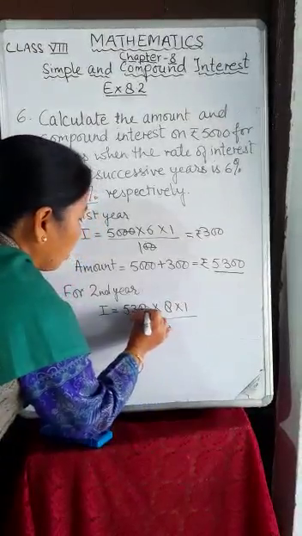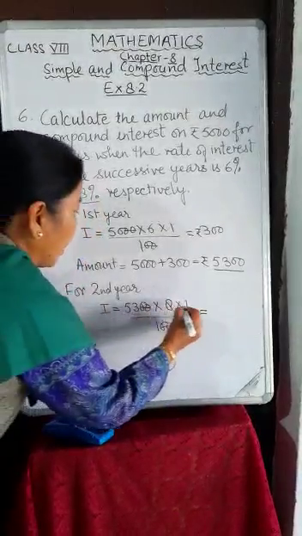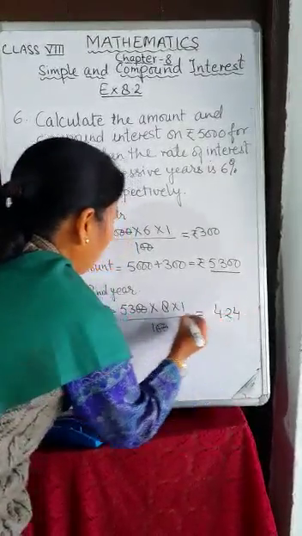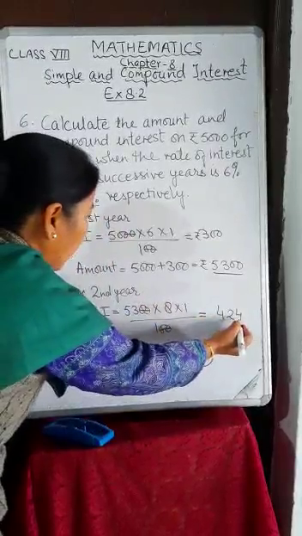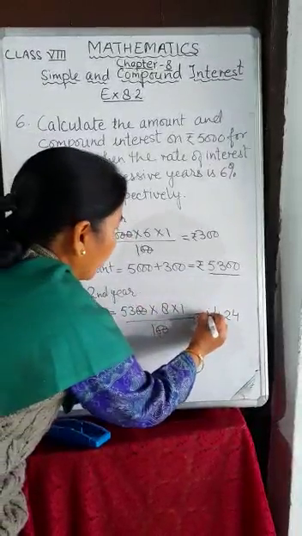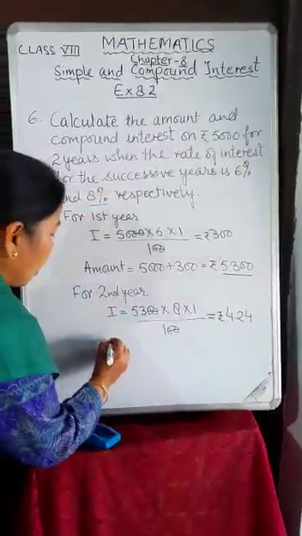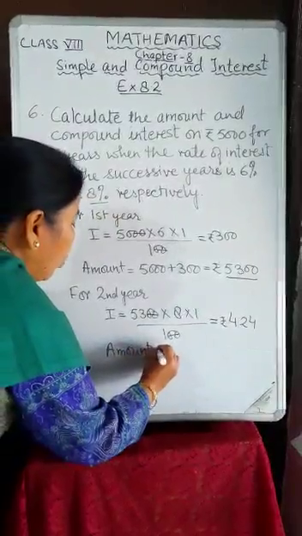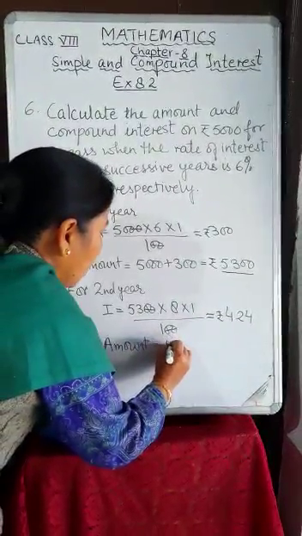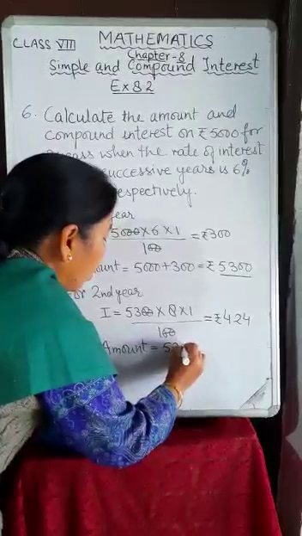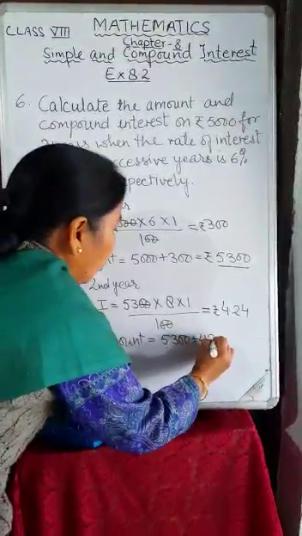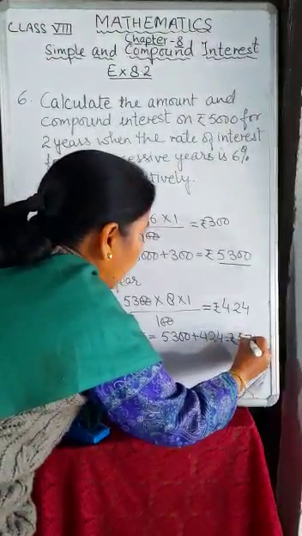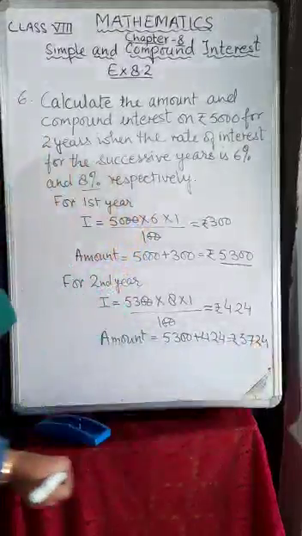Now 20 cancel by 20, and if we multiply 53 by 8, we get 424. Because 8 3s are 24, carry 2, 8 5s are 40 and 2, 42. This is the interest for second year. Now, so amount at the end of 2 years is principal, that is 5,300 plus 424, which is equal to rupees 5,724. So we have to find out the amount also.